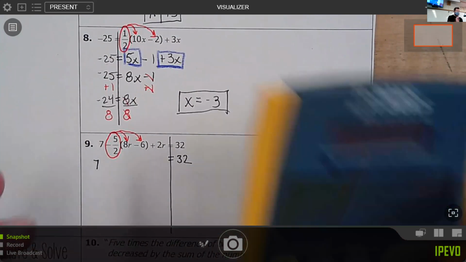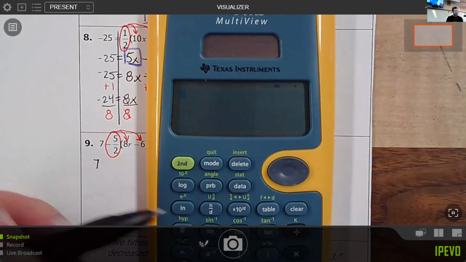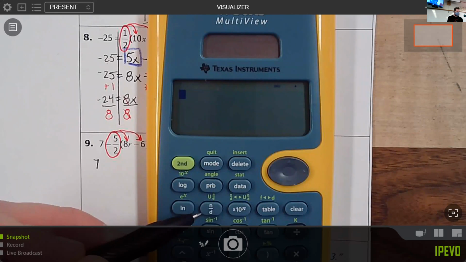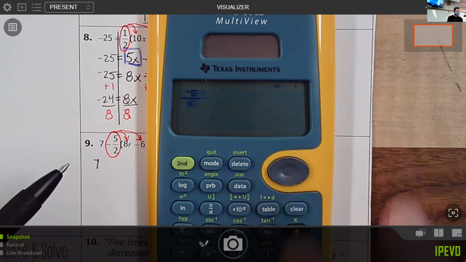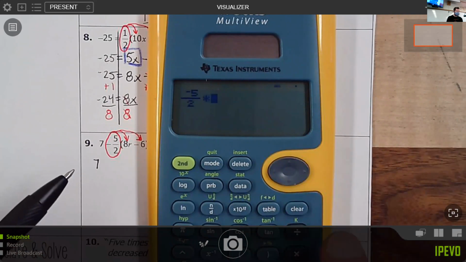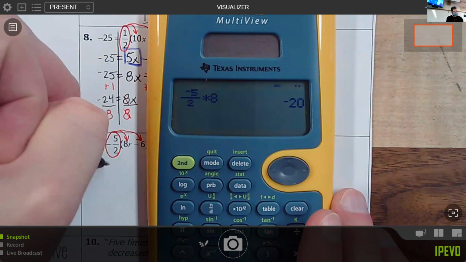But if you need to use a calculator for it, these calculators have a fraction button. This little n over d button, numerator over denominator. There's your fraction. Negative 5 over 2, that's negative 5 halves, times 8. There it is, negative 20. If you need a calculator to do the calculation for you, please have it do that. So I'm going to write minus 20r.